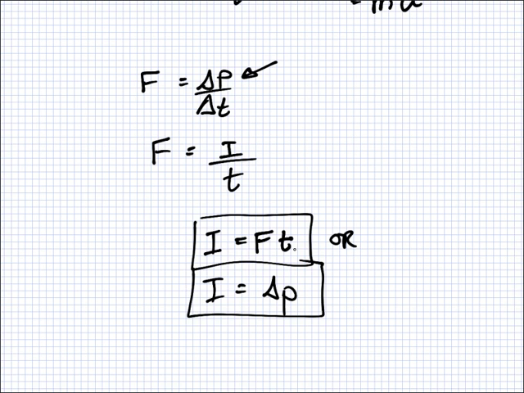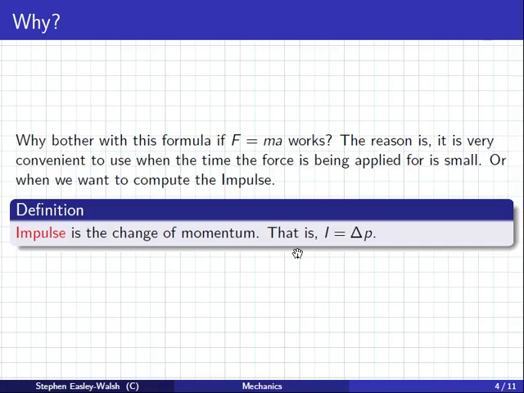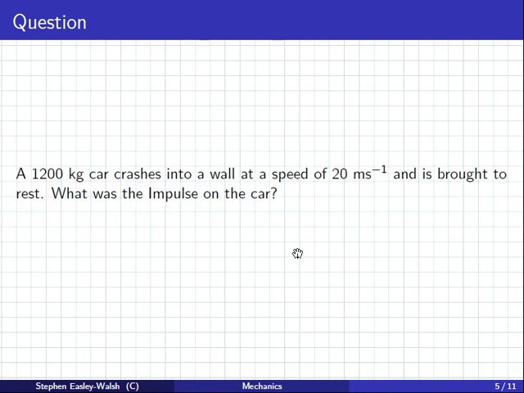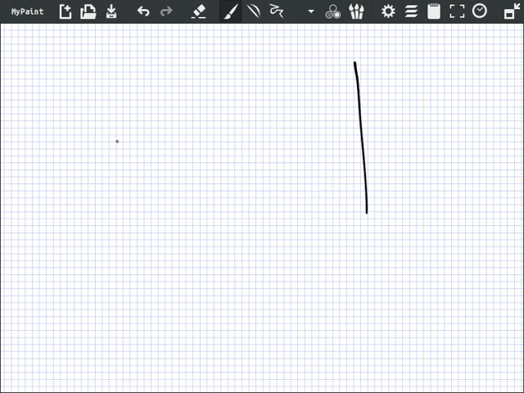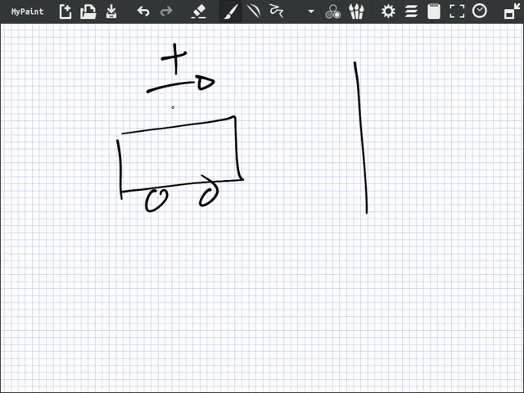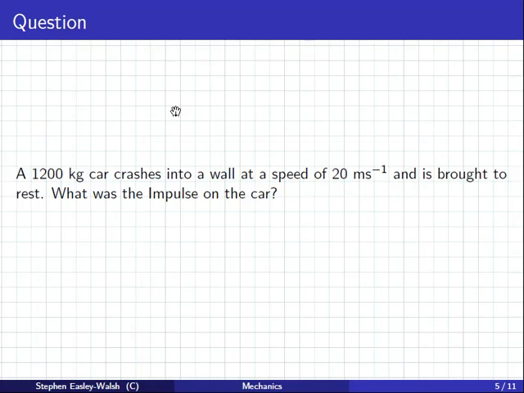Yeah? Okay, continue. This is a simple one. I want you to calculate it for me. Straightforward. A 1,200 kilogram car crashes into a wall at a speed of 20 and is brought to rest. What was the impulse on the car? Now, I do want you to get the signs right, okay? So, in the picture, we'll have the car going to the right, and we'll say right is positive, okay? So, give this a calculation.